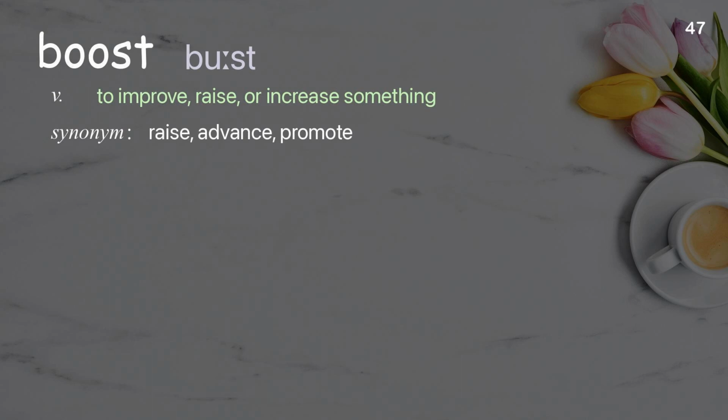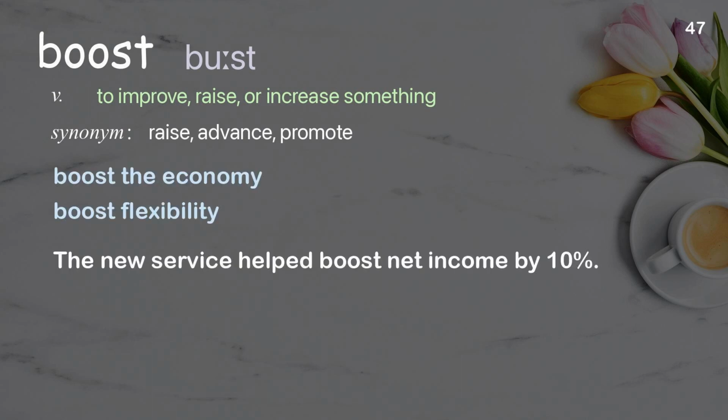Boost. To improve, raise, or increase something. Examples: Boost the economy. Boost flexibility. The new service helped boost net income by 10%.